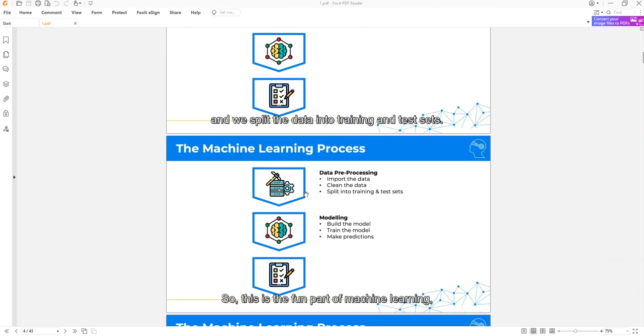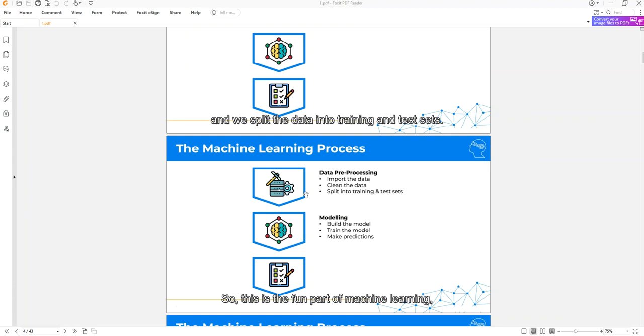Then we'll come to the real meat of it, the real brains of machine learning, which is called modeling. We are going to be building the model, training the model, and making predictions based on that model. So this is where we will be using some methodology to build our model. Once our model is there and is ready to intake the data, then we will train that model. Then after that we will make predictions.